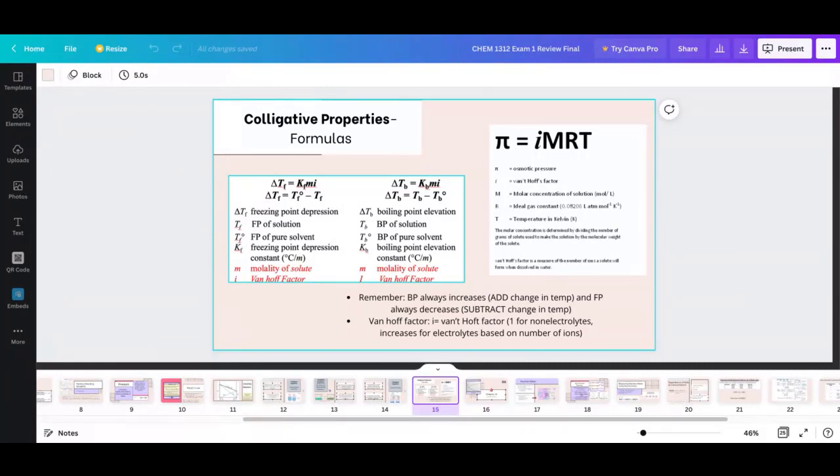There's something else to keep in mind, which is the van 't Hoff factor. The van 't Hoff factor is 1 for non-electrolytes and it increases for electrolytes based on the number of ions. What this means is that when we're talking about a colligative property, we're talking about how much solute there is. So something like calcium chloride, or even salt, really, NaCl, will elevate the boiling point more and depress the freezing point more compared to non-electrolytes.